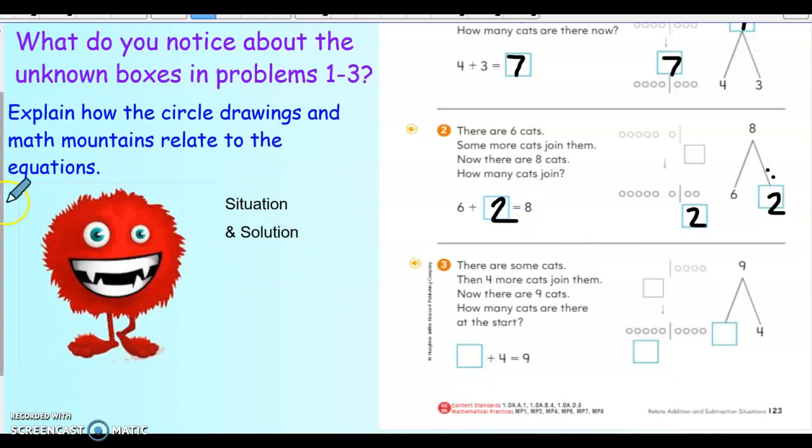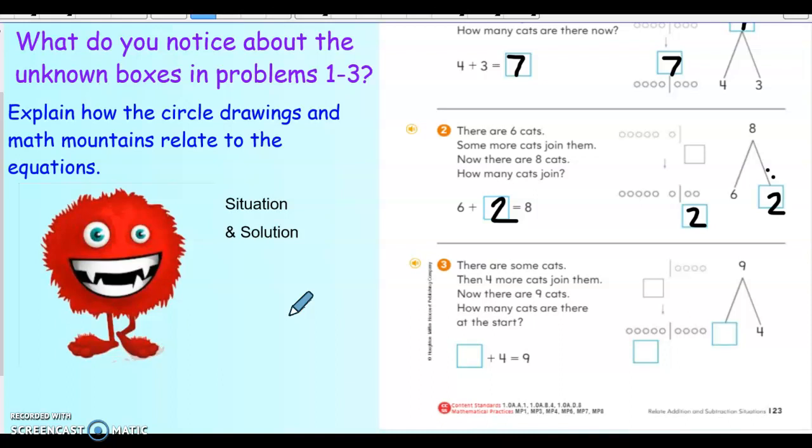Okay, I'm noticing that the unknown is in 3 different places. Up here, it is on this side of the equal sign. This time, the partner is in the middle of the unknown that we don't know, and here the partner unknown is at the beginning. Okay, so you do have to pay very close attention to where that unknown is and look at your equations and your math mountains to see how you should solve.